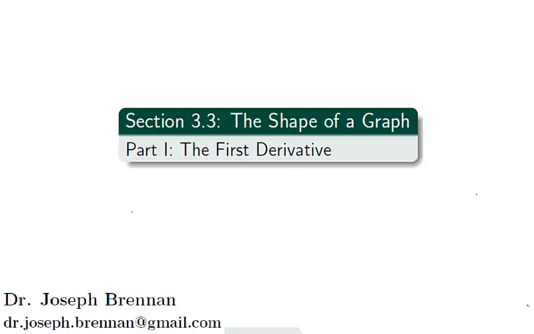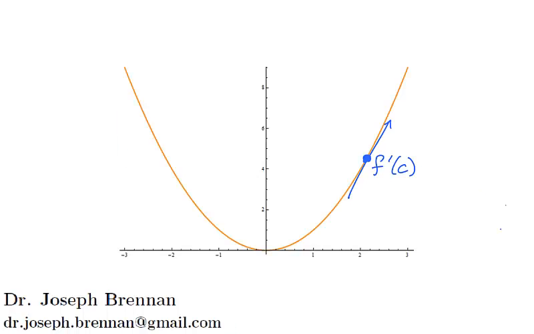Hello and welcome to the first video of section 3.3 on how the first derivative affects the shape of a graph. The derivative of a function at a point is the instantaneous rate of change of the function. If the derivative is positive, we expect the function to increase at larger x values, while we expect the function to decrease after a point with a negative derivative.